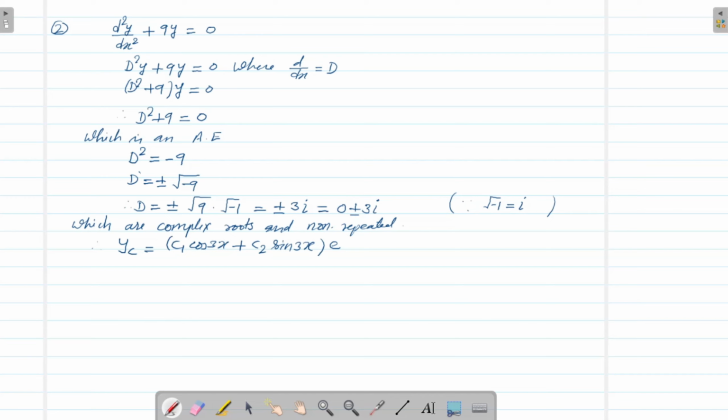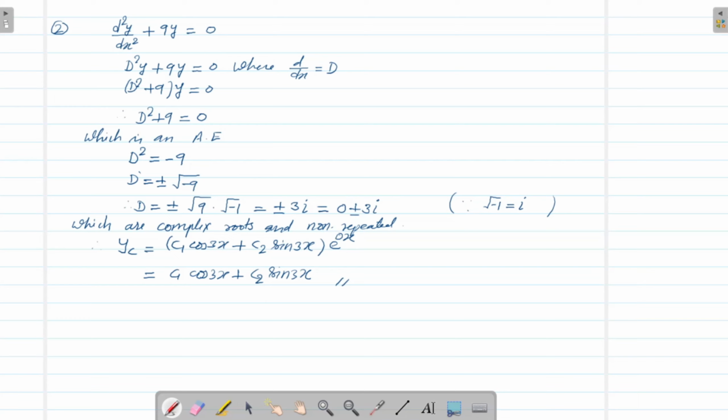Alpha is the real part. Your real part is 0, so e raised to 0x. So this can be written as c1 cos 3x plus c2 sin 3x, which is the required complementary function of the given differential equation. I hope you understood this.